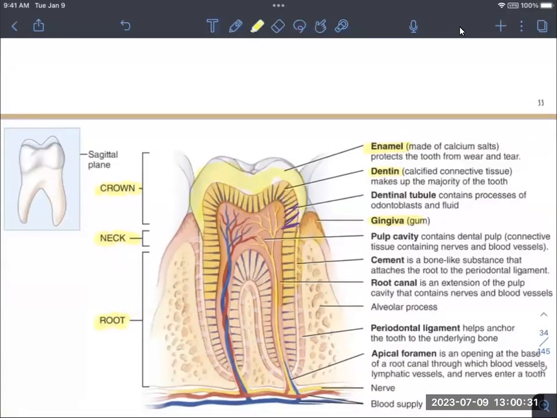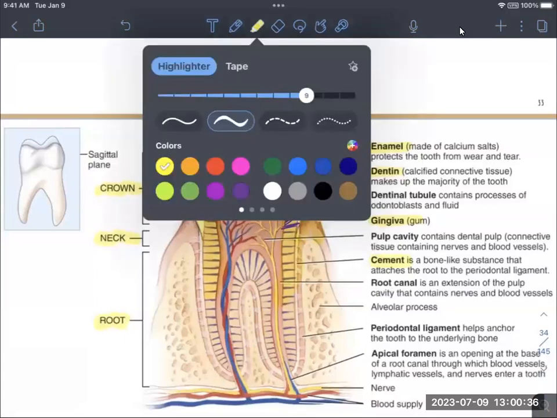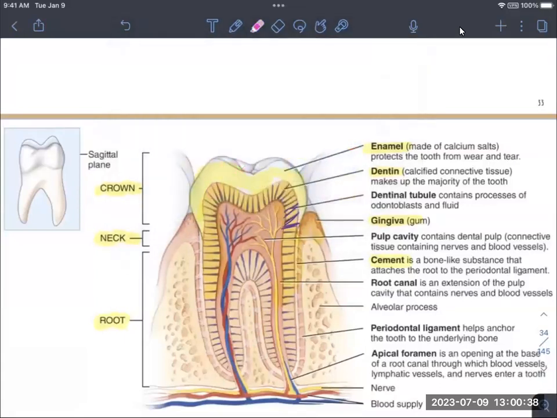The cement was the next part that was mentioned here. The cement is this portion through here. This is what makes up the cement.